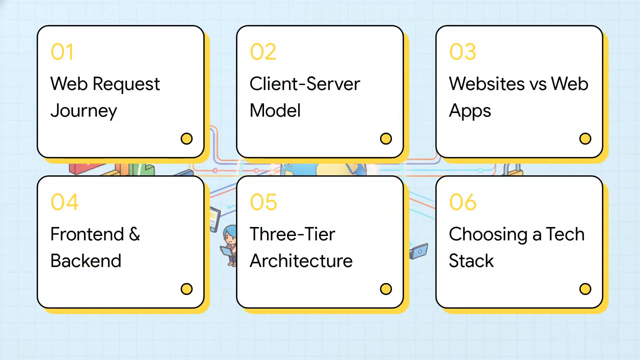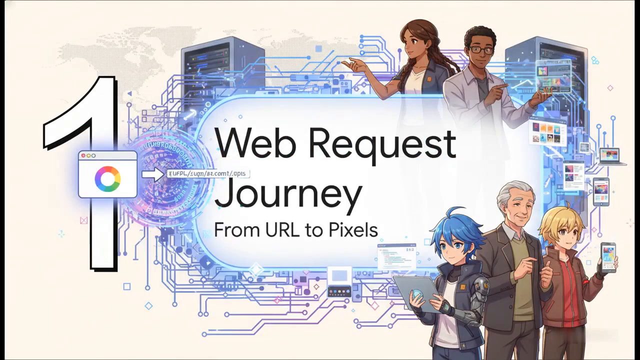So here's our roadmap for this note. We're going to cover the web request journey, the client-server model, the real difference between websites and web apps, front-end, back-end, and databases, three-tier web architecture, and finally, choosing your tech stack. By the time we wrap up, you're going to understand this entire blueprint so you can really start your own digital journey. All right, let's get into section 1, the web request journey, from URL to pixels.